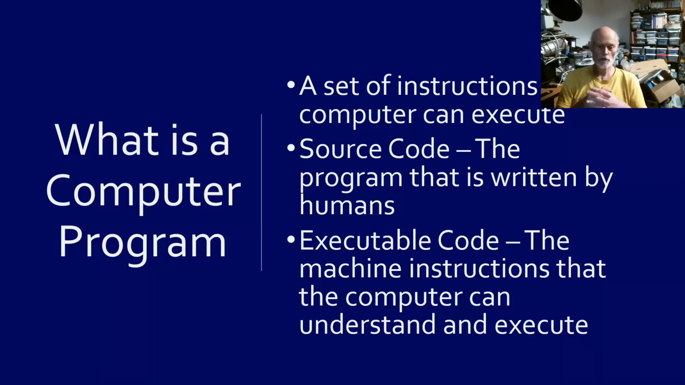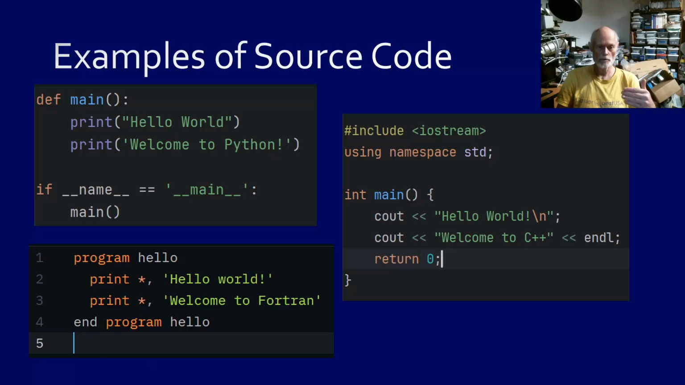And we have source code. That's what we sit there and type, what we write. We have executable code, and that is the machine instructions the computer can understand and execute. And we have to convert our source code to this executable machine code.